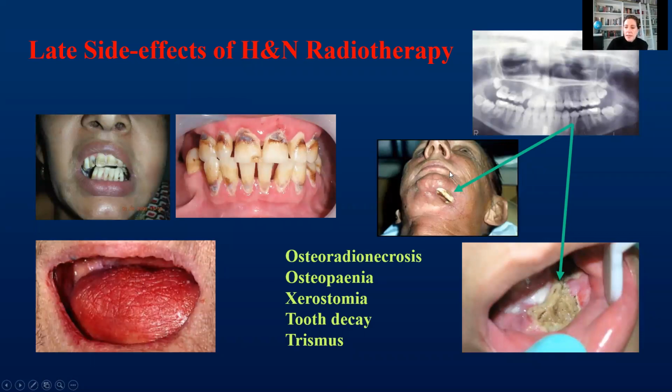I've also seen it in the hard palate. So any bone that has received a high enough dose of radiation can develop osteoradionecrosis, but the mandible is the most likely because it has all sorts of other problems like having rotten teeth in it and so on. And it does get a very high dose in some, especially cancers with the floor of mouth.